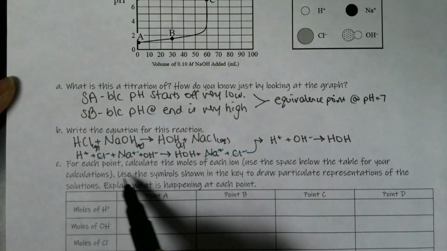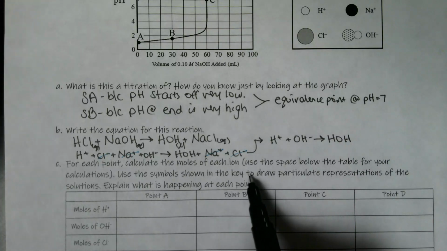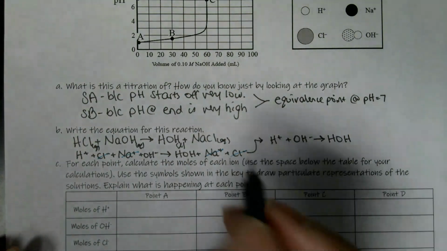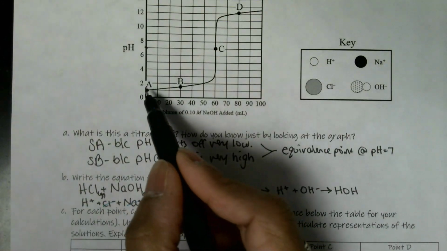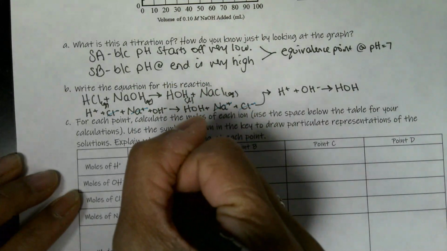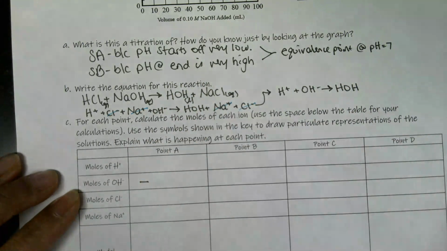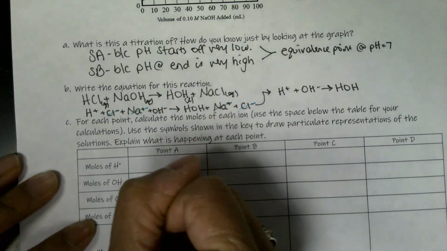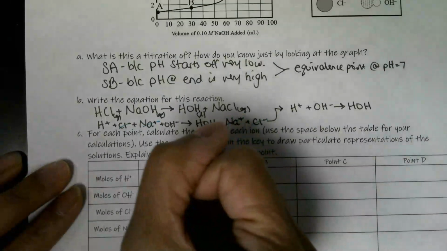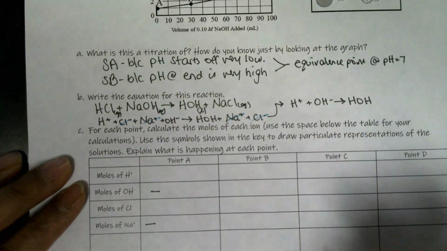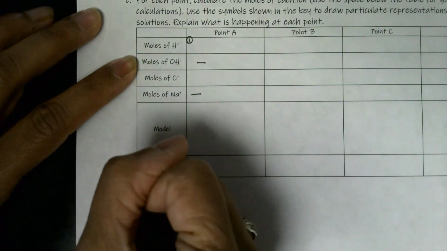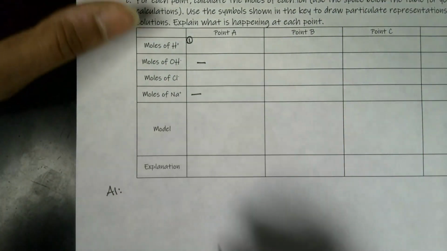So for C, we're looking at each point and calculating the number of moles of each ion. We might need some extra paper as well. Looking at point A, it's only HCl. There's no NaOH added in here, so we have no OH and no Na. If we want just the moles of H+, I'm going to bring it down here. So maybe this is point A1, for my work.